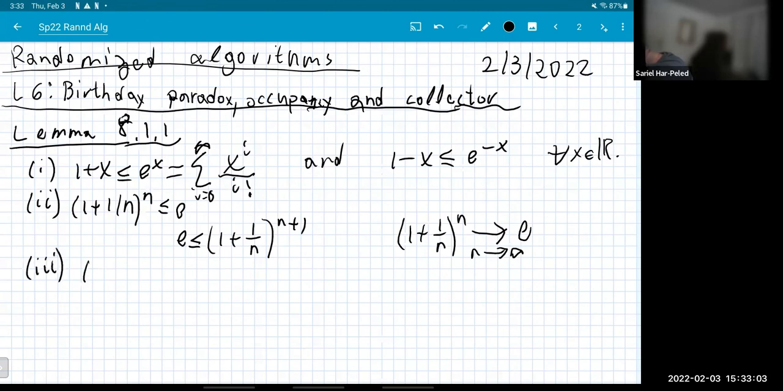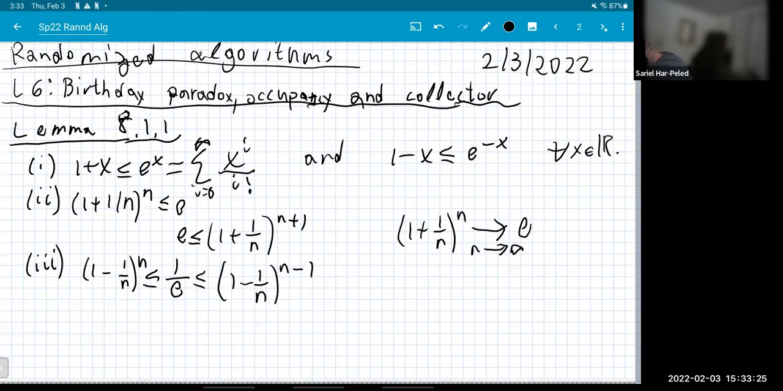We get something similar about 1 minus 1 over n to the n. It's smaller than 1 over e, of course. And this is smaller than 1 minus 1 over n to the n minus 1. So again, this is a very good approximation.